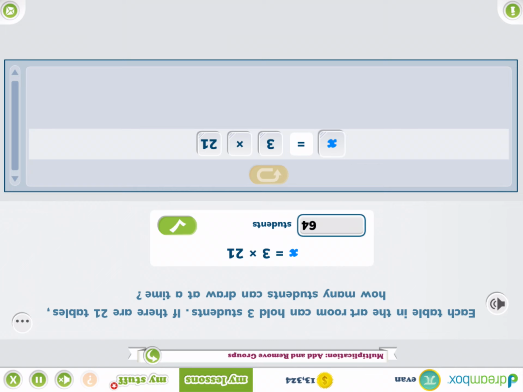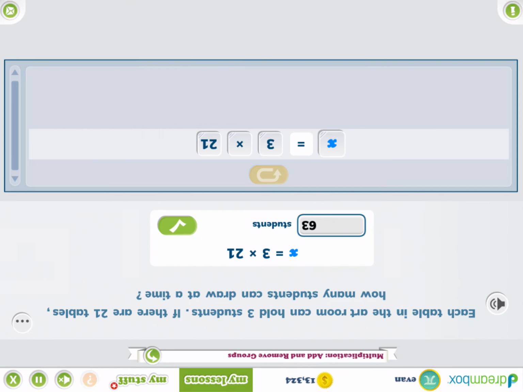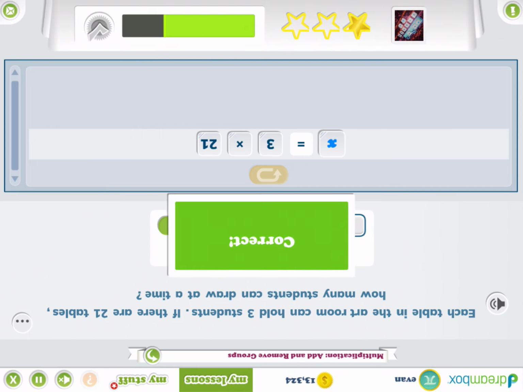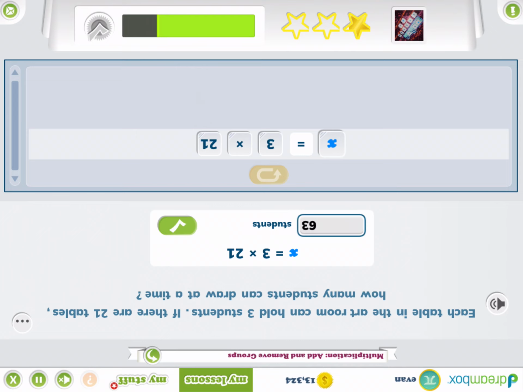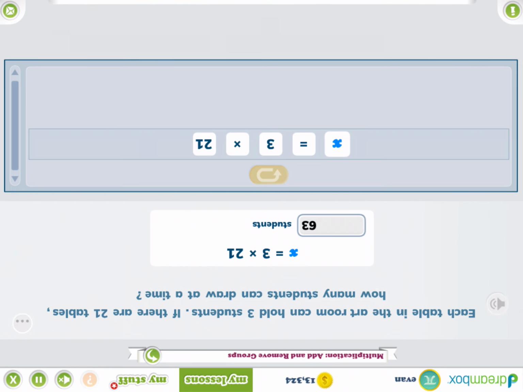Use the workspace below to solve your equation. Then enter your final answer. Good job! There are 63 students who can draw at a time.